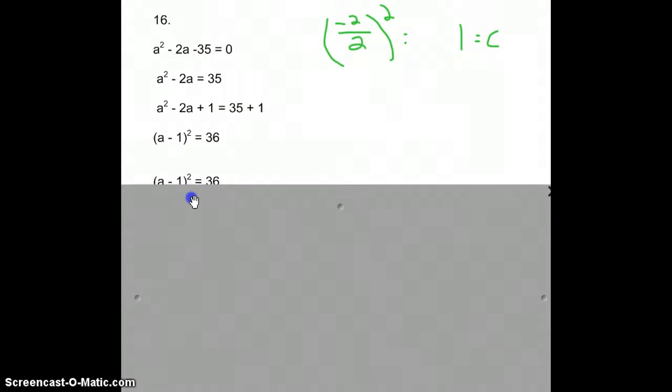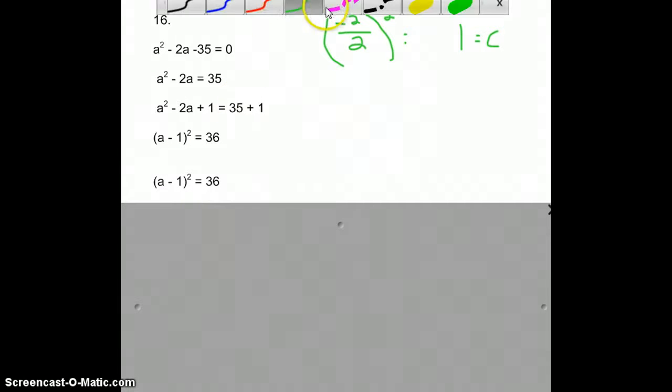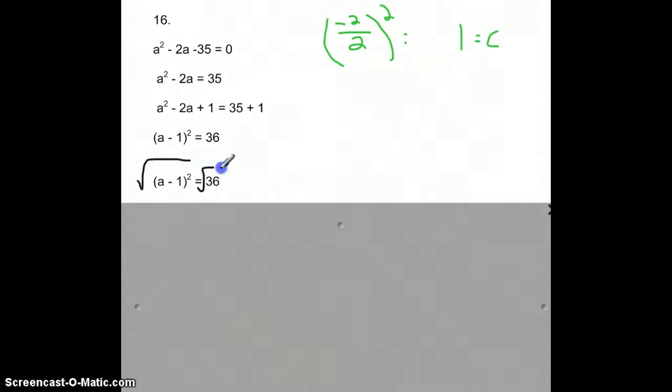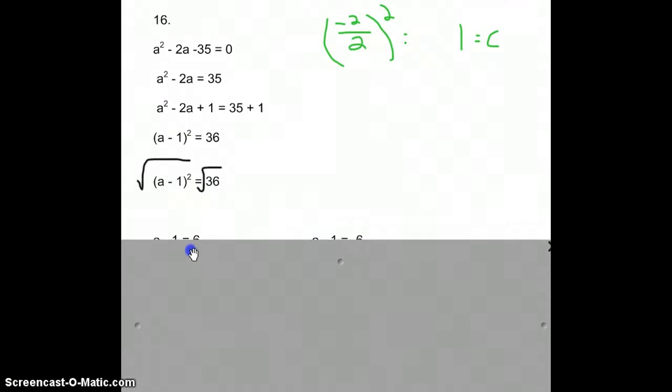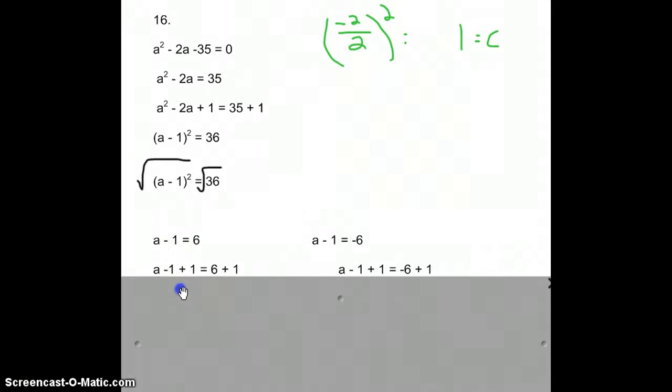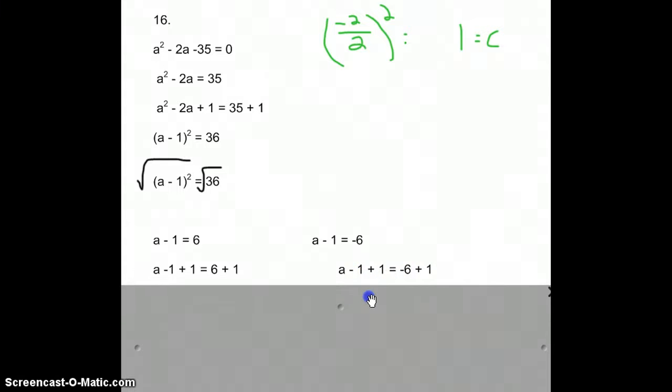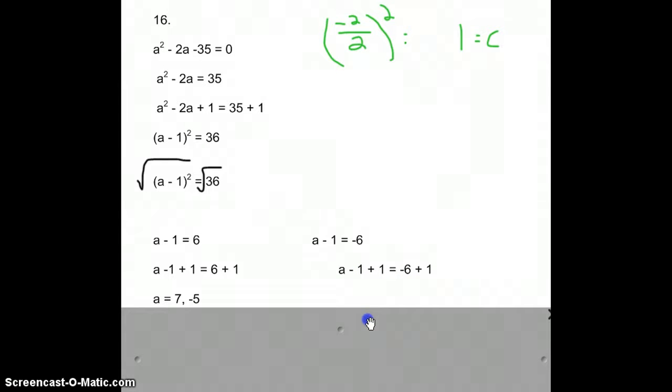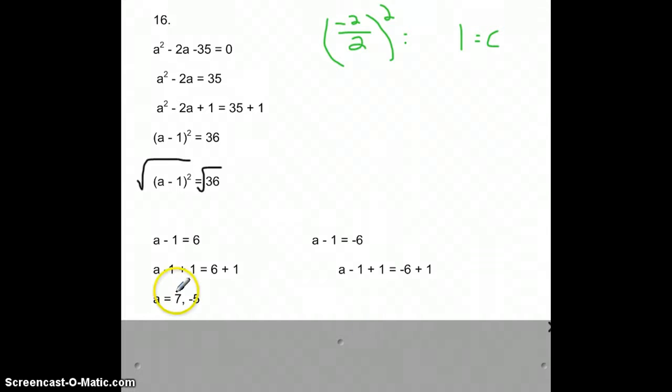And so from here, this is where we have to take the square root. Okay, take the square root of both sides. The square root cancels out this exponent of 2. We got A minus 1 equals 6. A minus 1 equals negative 6. Right? Add 1 to both sides, and do the same to the other. Same thing over here. Plus 1, plus 1. This should work out pretty well. This has probably been the easiest one of all of them so far. Okay? So A equals 7 here, and over here A equals negative 5.